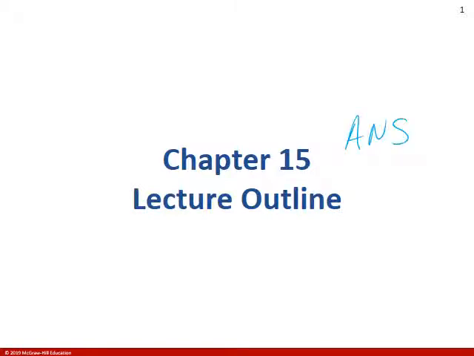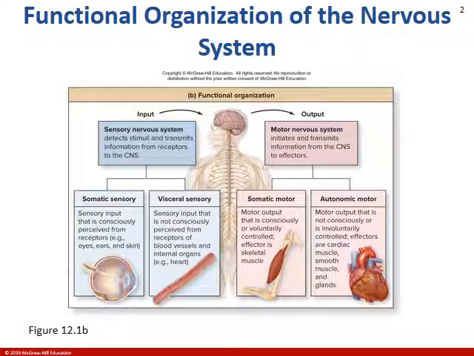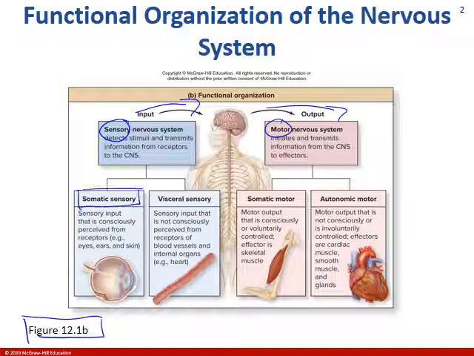We're going to talk about the ANS, or the Autonomic Nervous System. And the very first slide will kind of do a recap of where we are from Chapter 12. Maybe you remember this figure from Chapter 12. We talked about sensory input and we talked about motor output. Specifically, we talked about somatic sensory. So this is messages from receptors, from special senses, or from the skin.